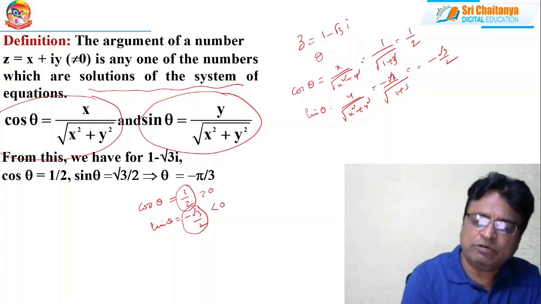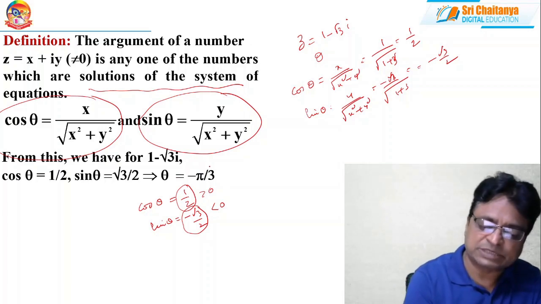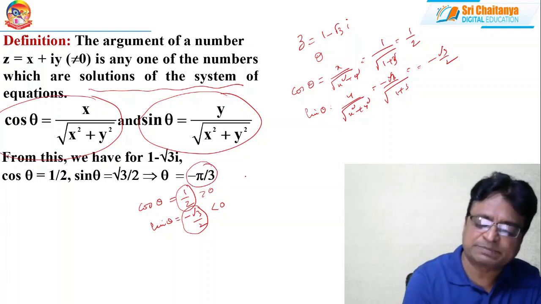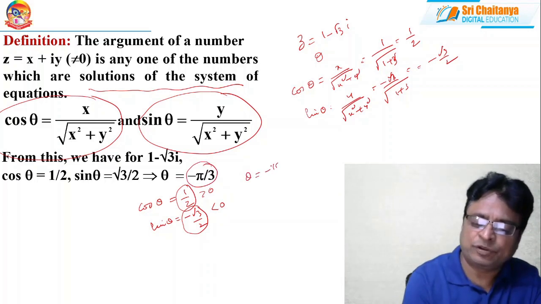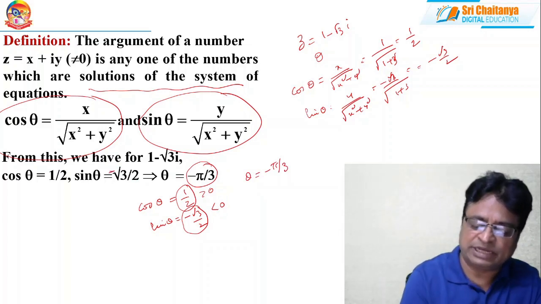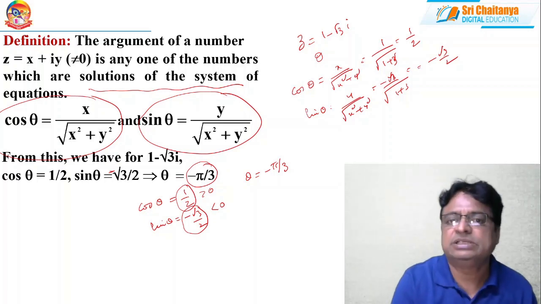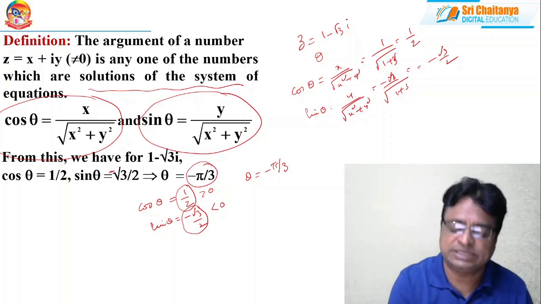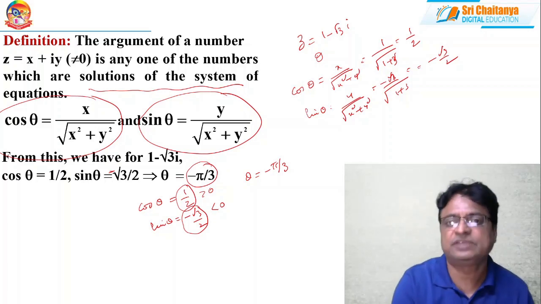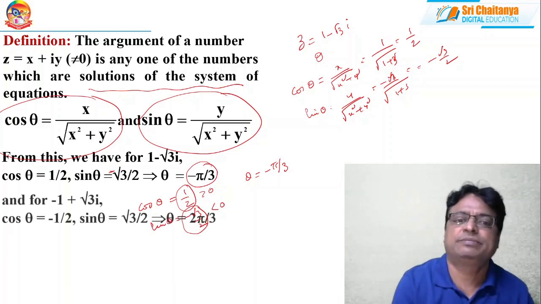So, for what value of theta does cos have 1 by 2 and sin have root 3 by 2 in magnitude in the fourth quadrant? That is possible only for theta is equal to minus pi by 3. So, if theta is equal to minus pi by 3, cos theta is what? 1 by 2, which is positive, sin theta is equal to minus root 3 by 2, which is negative. So, the argument of the complex number z, which is 1 minus root 3 i, is nothing but minus pi by 3. This is the way to find the argument of the complex number.